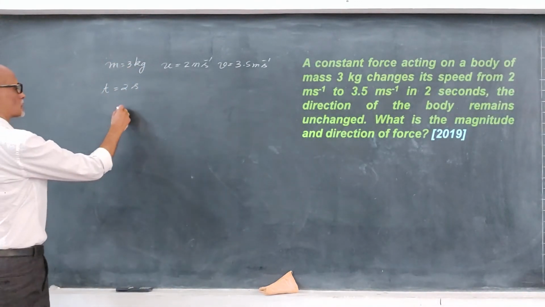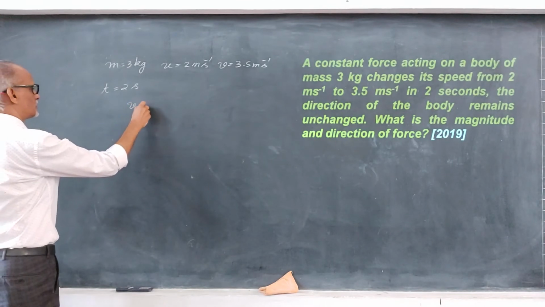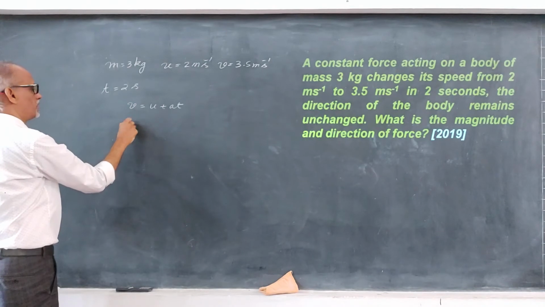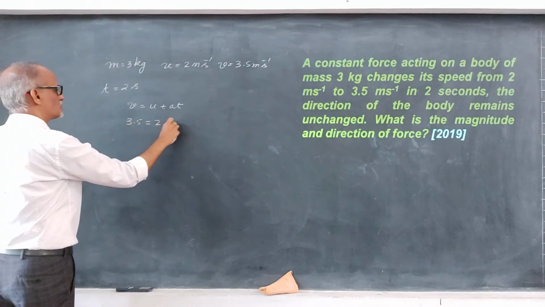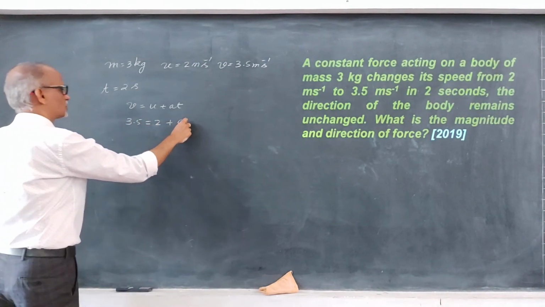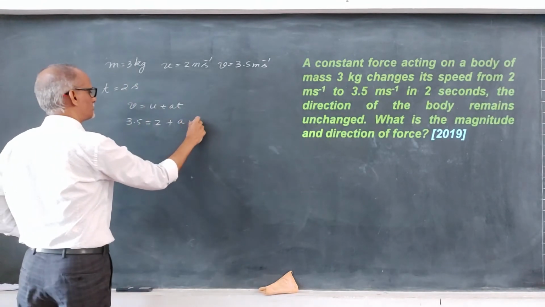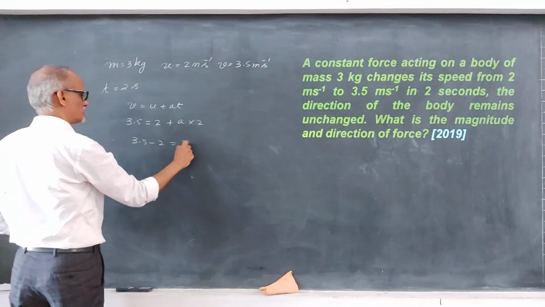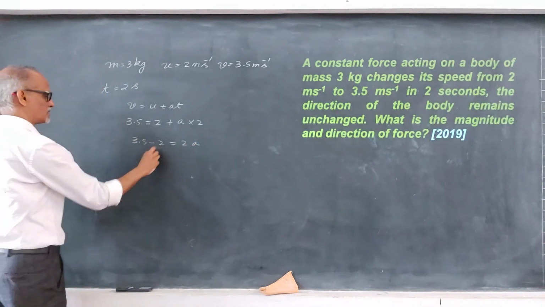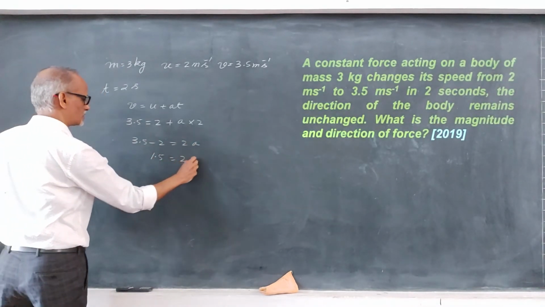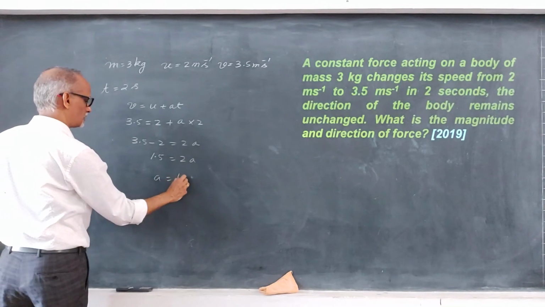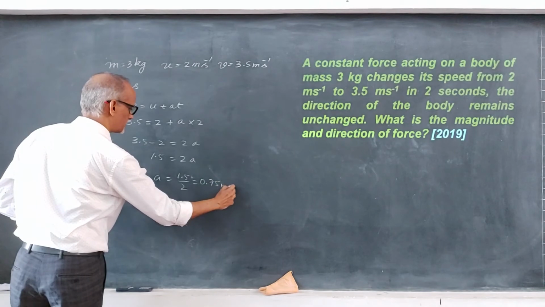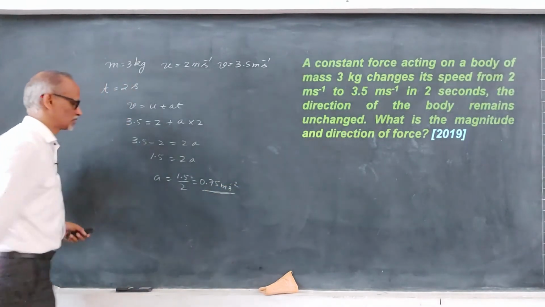To find the force, I can find acceleration, for which I can use v is equal to u plus at. v is 3.5, the value of u is 2, plus a, which is acceleration to be calculated, and the time is 2. 3.5 minus 2 is equal to 2a. This is 1.5 is equal to 2a, or a is equal to 1.5 by 2, which is 0.75 meter per second square. So that is acceleration.